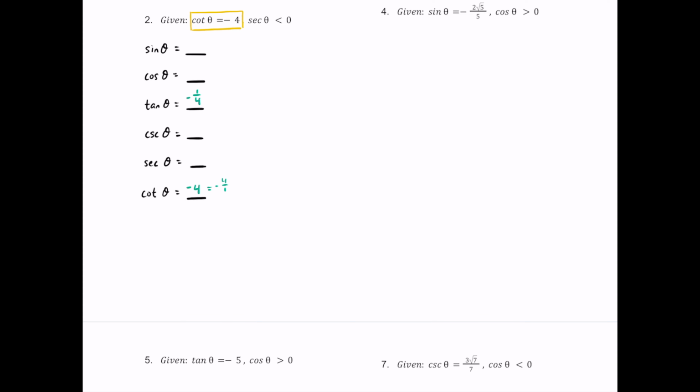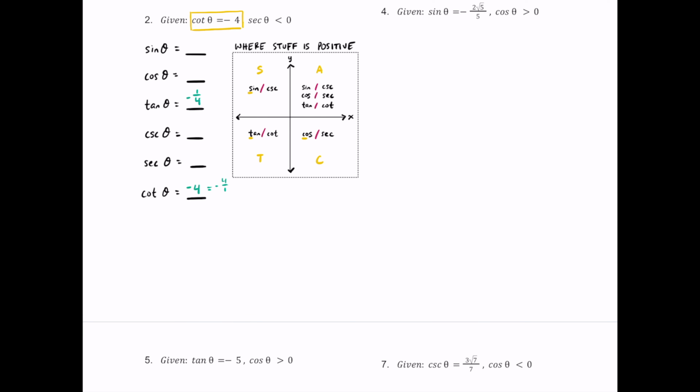So even though we're looking for 6 different trig functions and we're given 1, we're actually given 2 if you just know to flip one upside down. Now let's go ahead and use that first bit of information and look at where stuff is positive. Looking at our chart here, cotangent would be positive in quadrant 1 because everything is, and it would also be positive in quadrant 3.